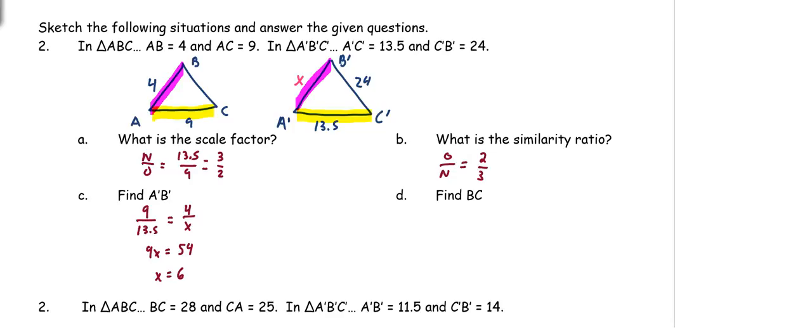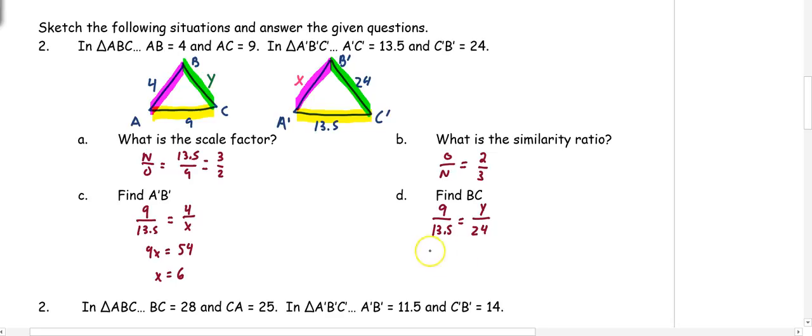In our second part, we need to find BC. So we're going to call BC y, and we know that BC matches up with B prime C prime, which is 24. So when I set up my ratio to solve, I'm going to use those same sides again. So I'm still going to use 9 over 13.5, and I'm going to set equal to, I'm looking for BC, so I need y over 24. So when I cross multiply, I get 13.5y equals 216. And when we divide by 13.5, we get that y is 16.